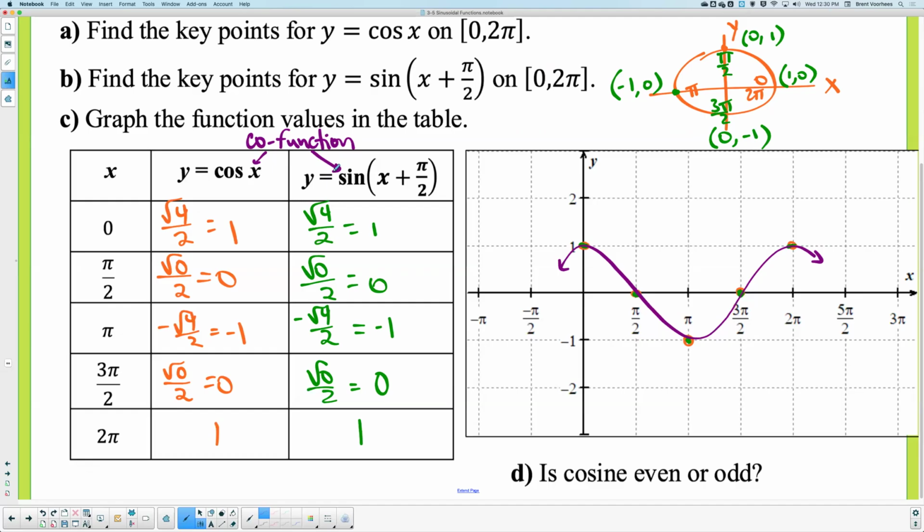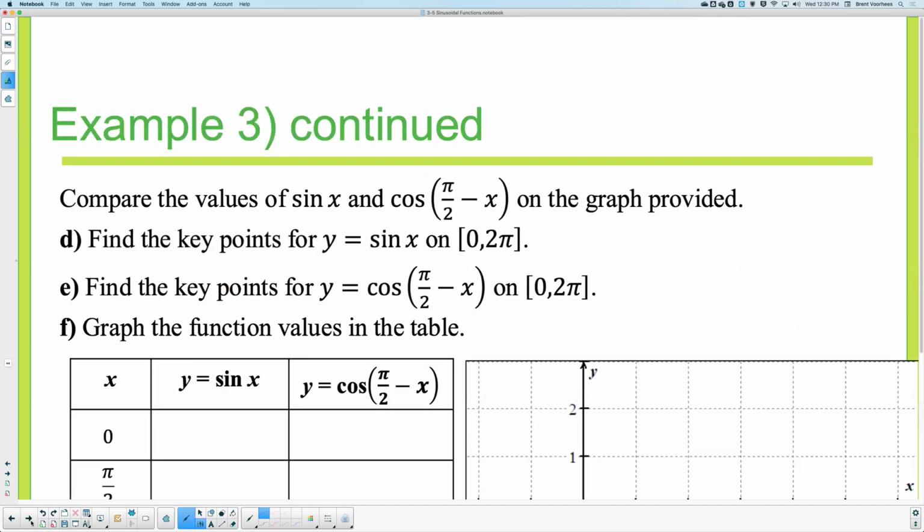That's what cofunction means. Okay, what does cofunction mean? Pi over 2 apart. Cosine and sine are pi over 2 apart. Remember how the c value shifts it left and right? If you shift it pi over 2, you end up with the same graph. Okay? Let's look at this next one here.